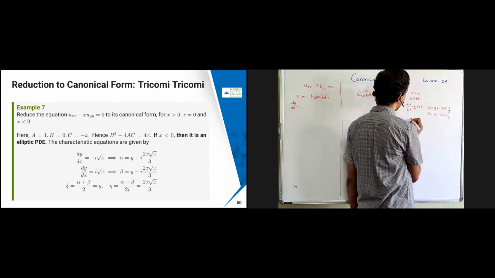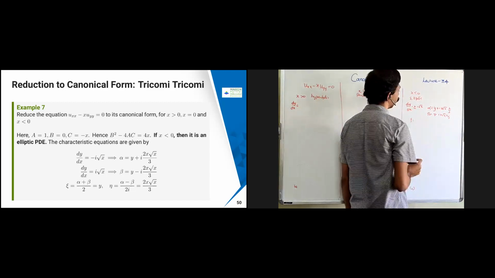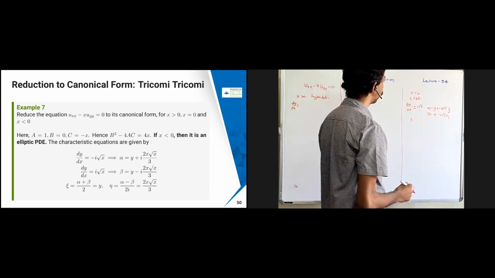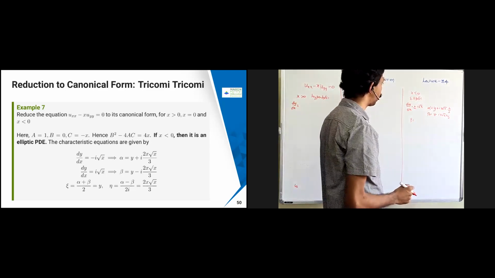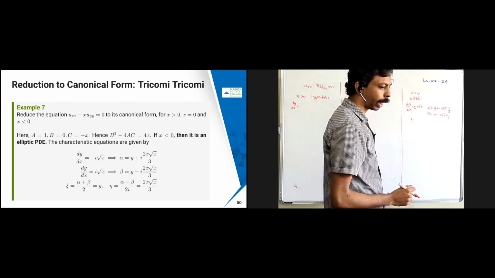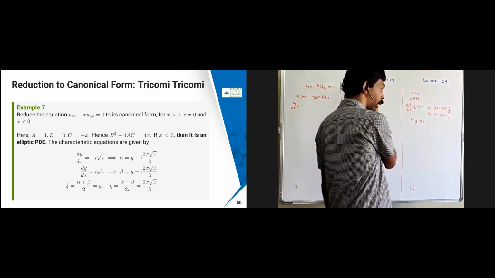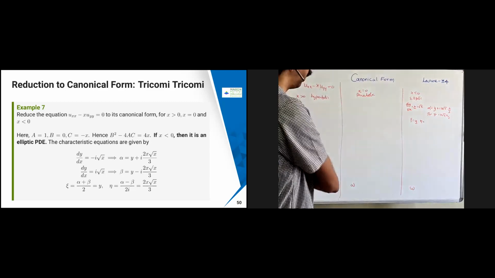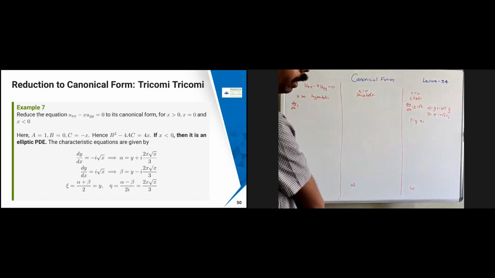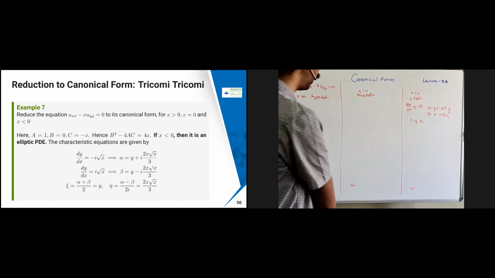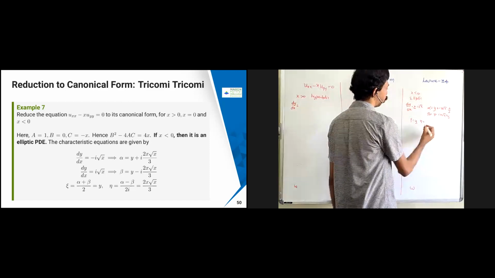So what is your chi? Chi is going to become like alpha plus beta by 2. So that is going to become like y again. Okay? And eta is going to become like alpha minus beta, so that is going to become like 2 by 3, 2 by 3. So that is going to become like simply 2 by 3 x root x.